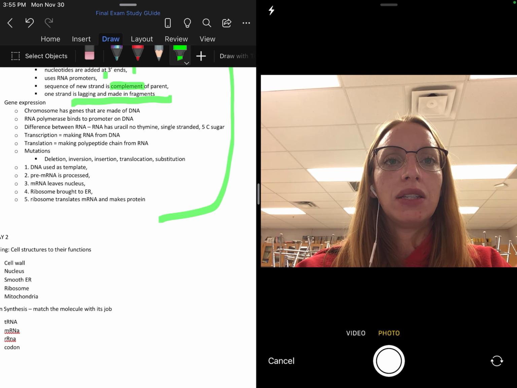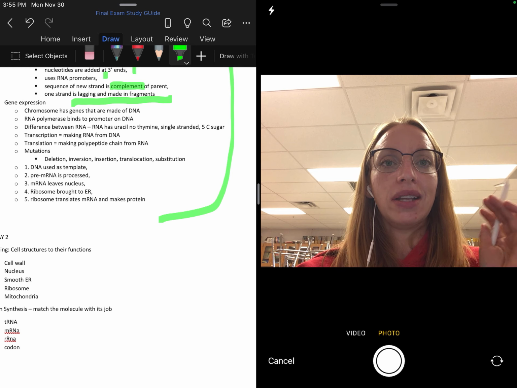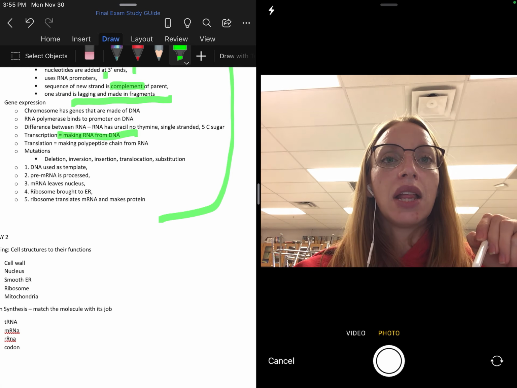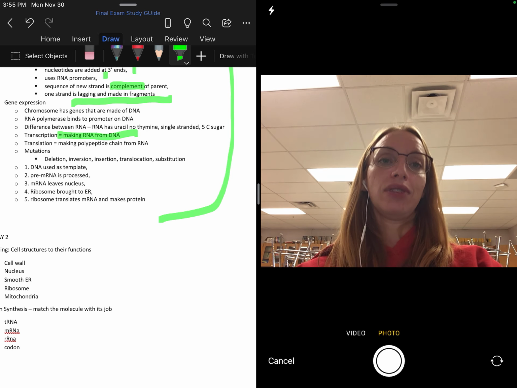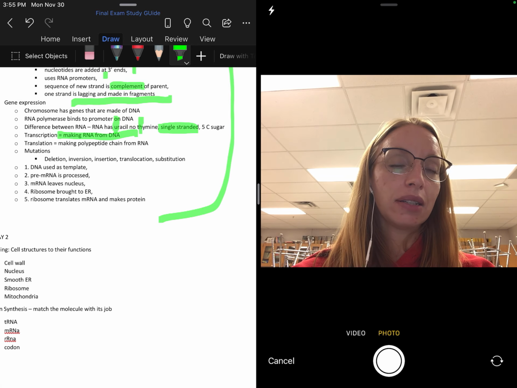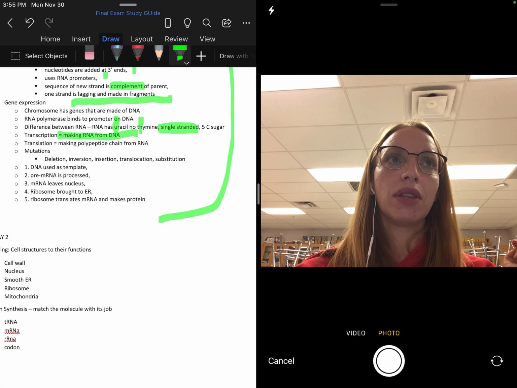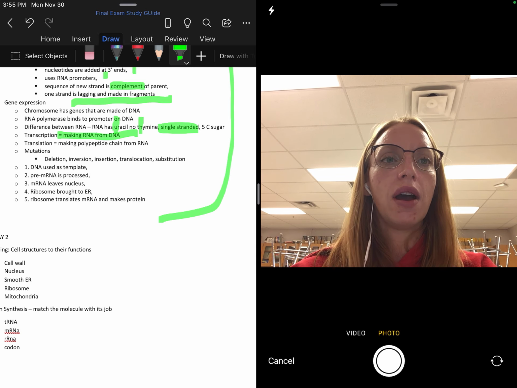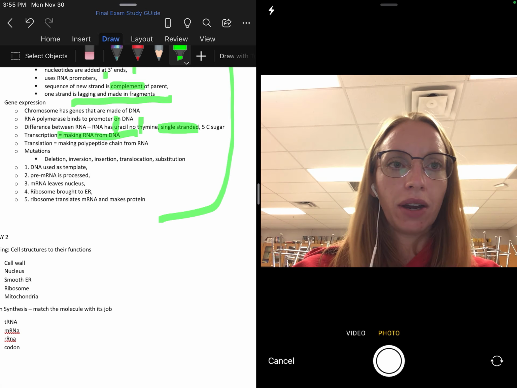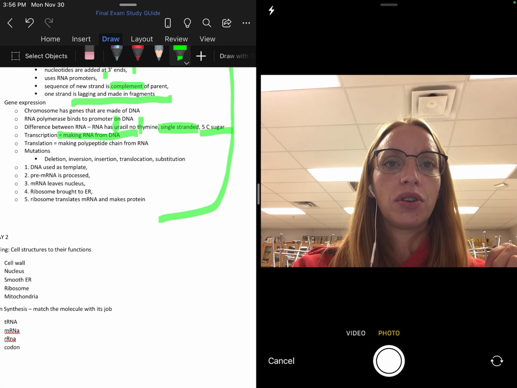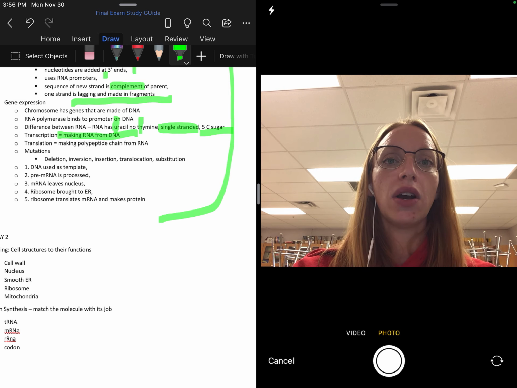RNA polymerase is going to bind to a promoter on DNA to cause that transcription. Remember, transcription is making RNA from DNA. There's a difference between RNA and DNA. There's actually a couple of differences. RNA has uracil, and it does not have thymine. RNA is always single-stranded, so it will never have a complement. Well, in very rare cases, which you'll hear in the notes later, it has a complementary strand, but that's very, very unusual. Don't worry about it right now. So RNA is single-stranded, and it uses a 5-carbon sugar instead of the 6-carbon sugar. That's the ribose instead of deoxyribose.